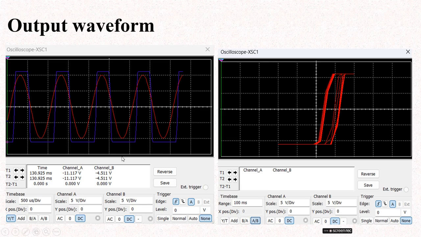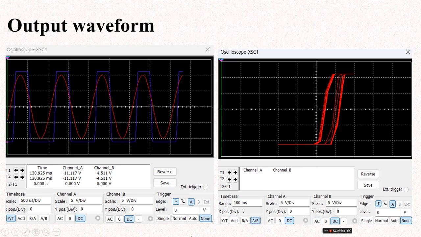So let us verify the output waveform. See the output and input in line. Blue color indicates the output signal and red color the input signal, but shifted. You can observe this shifted output value. In the hysteresis curve also you can observe the shifted output. The exact origin is not there; it is shifted to the right side.